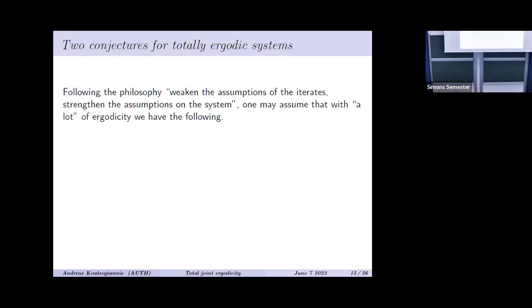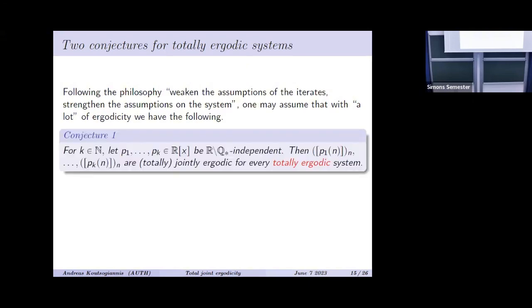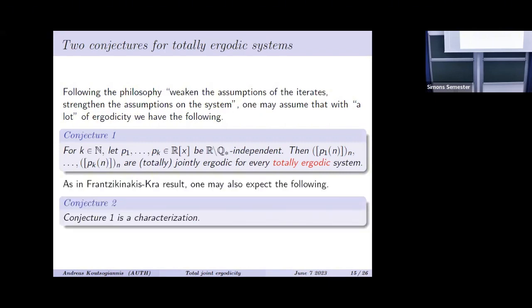Now, following the philosophy that we mentioned before, that we can weaken the assumptions on the iterates, strengthening simultaneously the assumptions on the system, one can show the following. That for k many R/Q star independent polynomials, again, any non-trivial linear combination of the PIs with coefficients from irrationals or zero has at least one non-constant irrational coefficient. Then the floor P1n up to floor Pkn are jointly ergodic for all total ergodic systems. So maybe by just postulating enough ergodicity assumptions, you can skip the last step in a way, morally, vaguely speaking. And also you can ask whether this is a characterization or not.